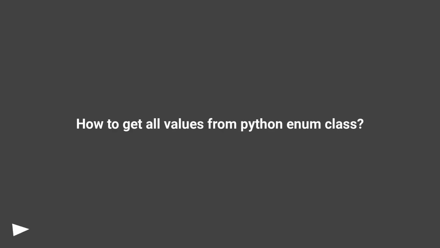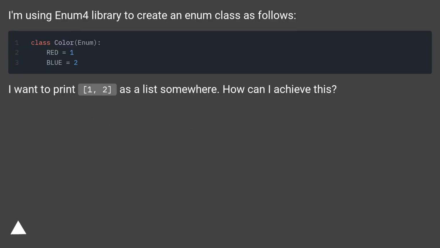How to get all values from Python enum class? I'm using the enum library to create an enum class as follows. I want to print 1, 2 as a list somewhere. How can I achieve this?